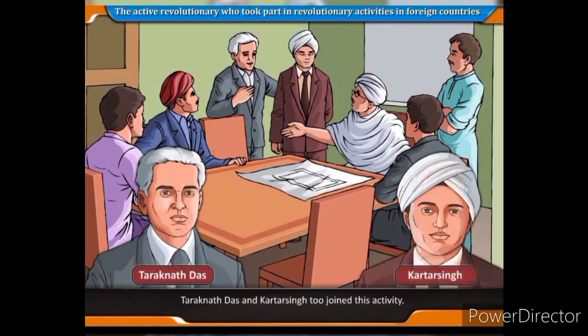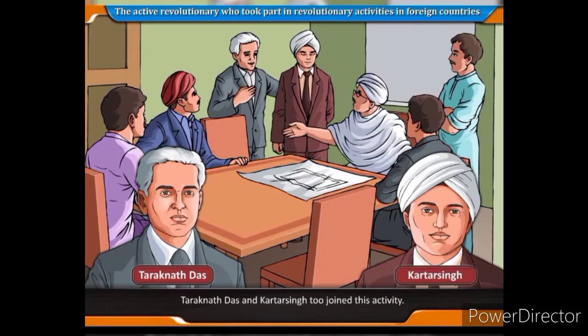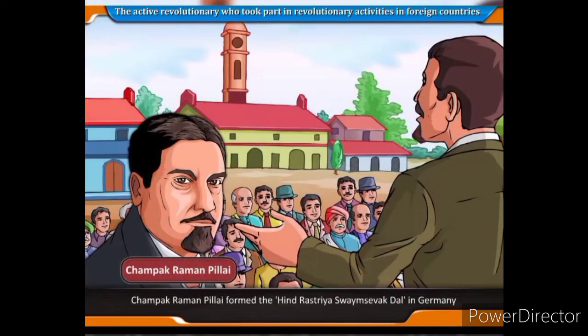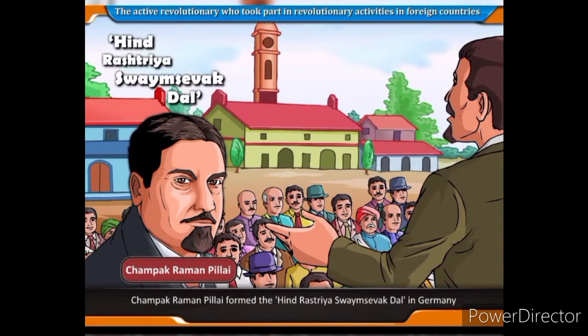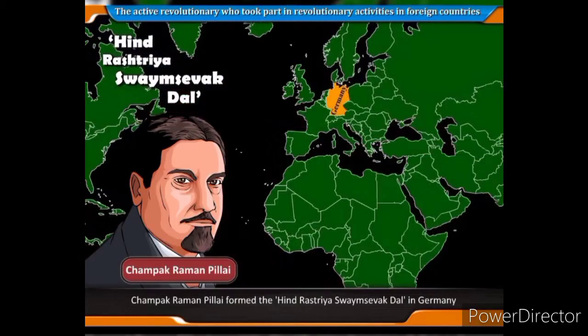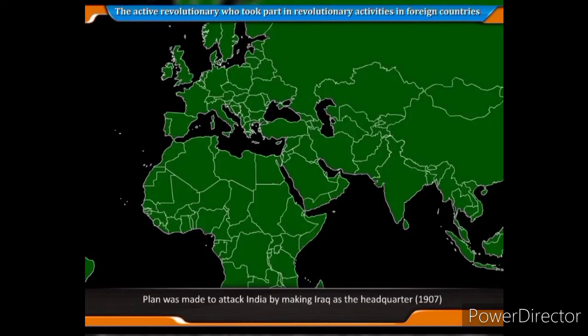Taraknath Das and Kartar Singh too joined this activity. Champak Raman Pillai formed the Hind Rashtriya Swayam Sevak Dal in Germany. A plan was made to attack India by making Iraq the headquarters, 1907.